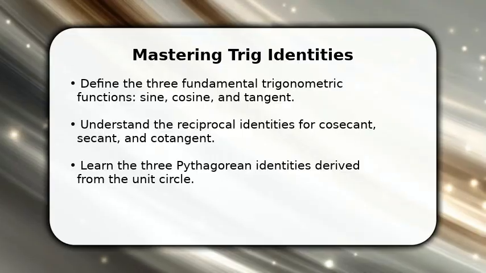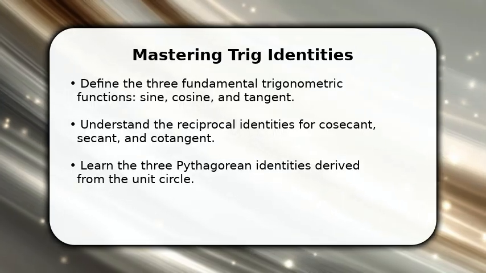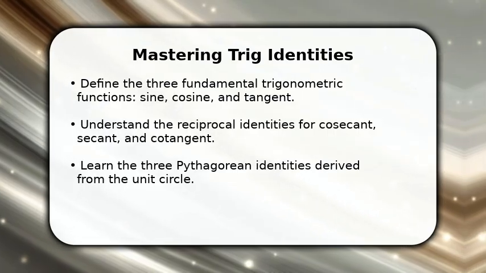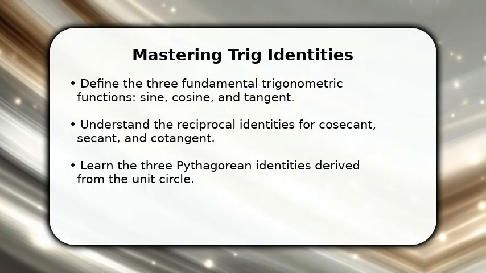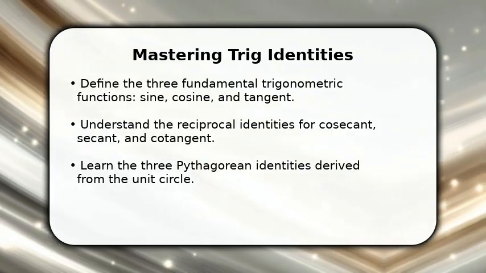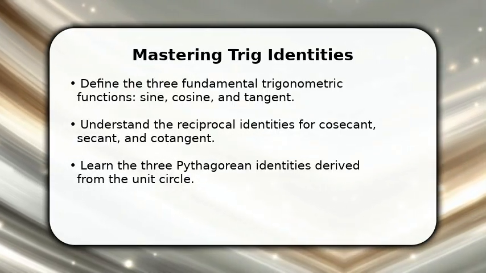Enjoy the video. In this video, I will explain how to learn all trigonometric identities. First, let's establish the foundational identities. Begin by defining sine, cosine, and tangent, which are the core functions. Next, grasp the reciprocal identities. Cosecant is 1 over sine, secant is 1 over cosine, and cotangent is 1 over tangent.